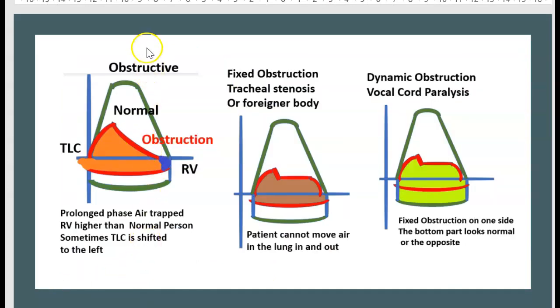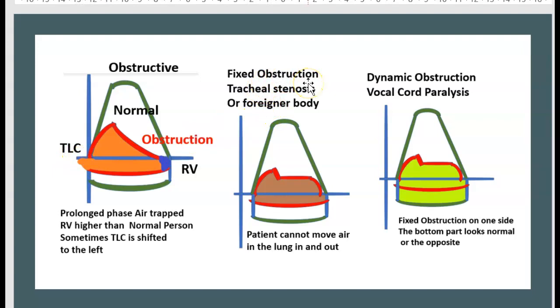The first model is obstructive. Here the normal, and the red one is obstructive. Prolonged phase, air trapped. Residual volume is high, and sometimes total lung capacity is shifted to the left.